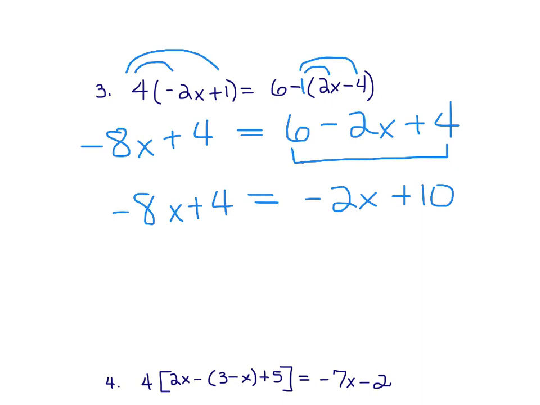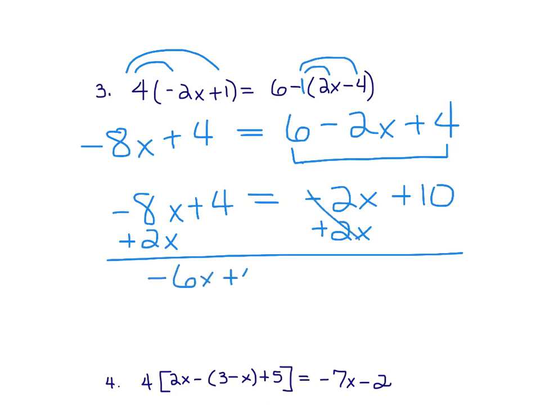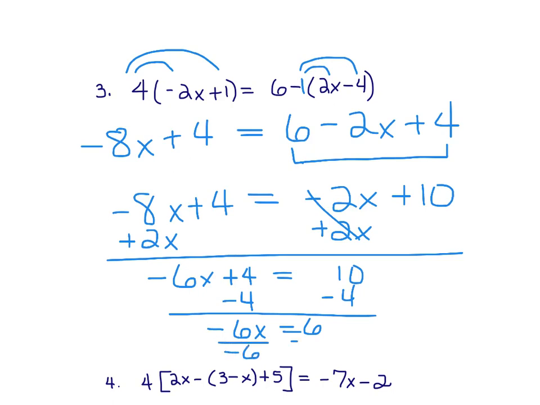So 8x plus 4, I'm just going to rewrite, and then -2x plus 10. Now I can begin my properties of equality and group my like terms. So I'm going to add 2x. Now also remember, you can move the 8x to the other side by adding it. It doesn't matter which way you move it. You're still going to get the same answer. So then here, this will give me -6x plus 4 equals 10. And then move the 4. And then I'm left with -6x equals +6. Divide both sides by the number next to the letter, which is -6, leaving me with x equals -1.